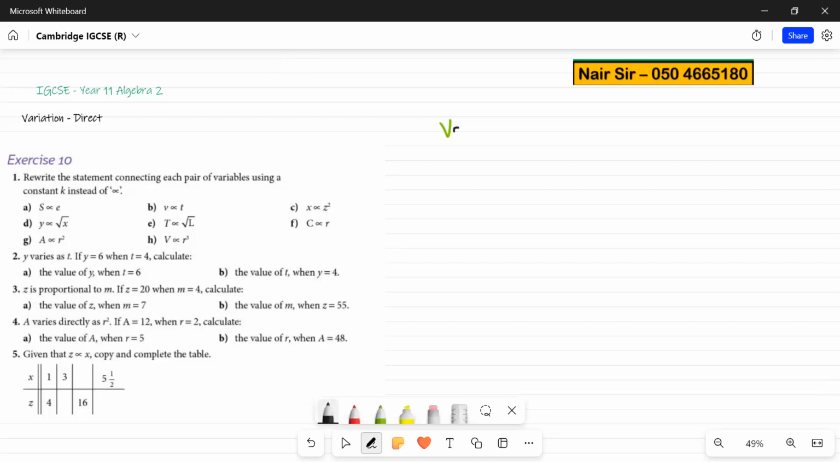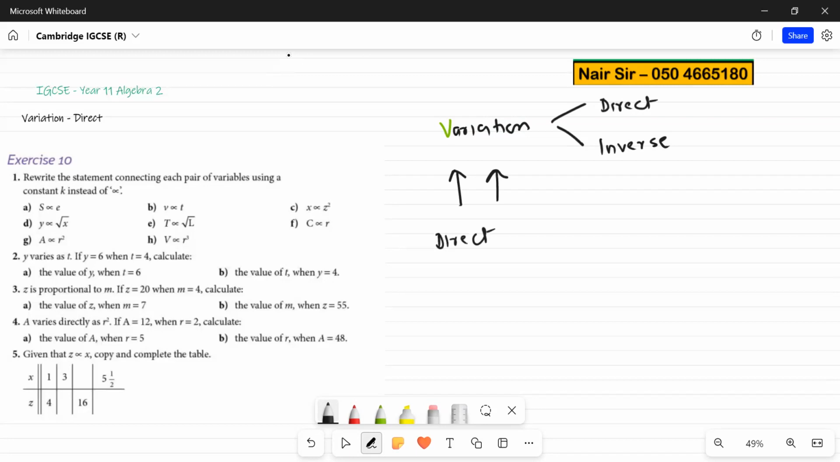Variations are of two types. One is called direct, and one is called inverse. Just understand when you say direct and inverse. Direct means if one thing goes up, the other thing also goes up. And the inverse is the opposite. This is called direct.